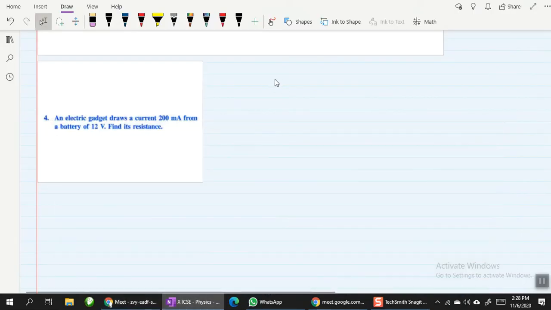An electric gadget draws a current of 200 milliampere. How much current, beta? 200 milliampere. I cannot hear you. Please speak loudly. Keep your microphone near your mouth. Sir, am I audible? Yes, but your voice is very faint. Okay, I want to convert this milliampere into ampere. How do I do it?